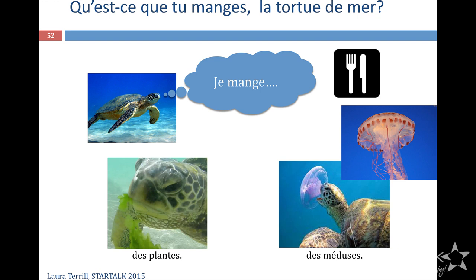So I'll hear a couple more. Qu'est-ce que tu manges? I bet you already know what mange is. Why? What symbol did I add? The fork and the knife. So there you go, an extra visual and you've got it. Qu'est-ce que tu manges? Oh, je mange des plantes et des méduses. Ouh, je n'aime pas les méduses dans l'océan. Mais la tortue adore les méduses. What's a méduse? Jellyfish.